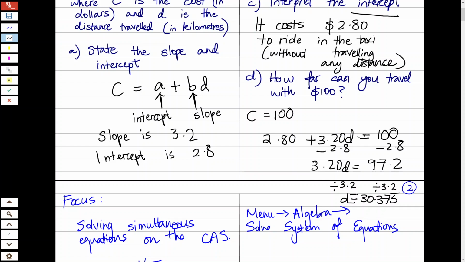Solve this for D. I got 30 point what? So how far can I travel? 30 what? Kilometers. Okay? You can travel 30.375 kilometers.